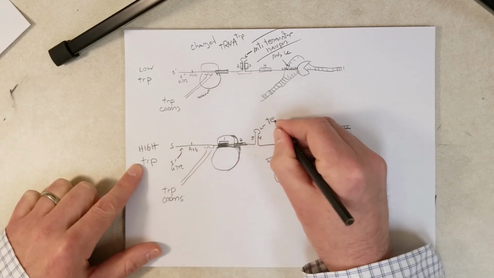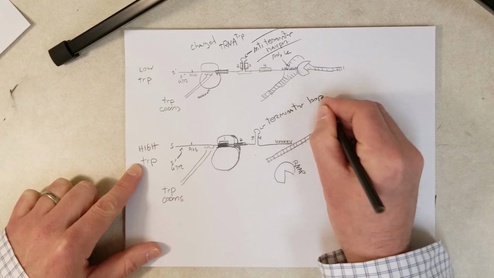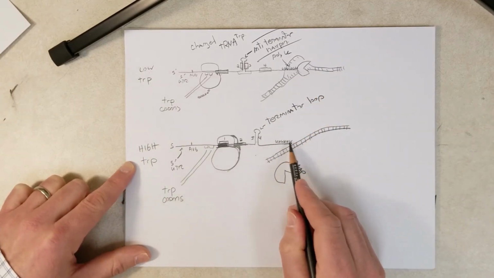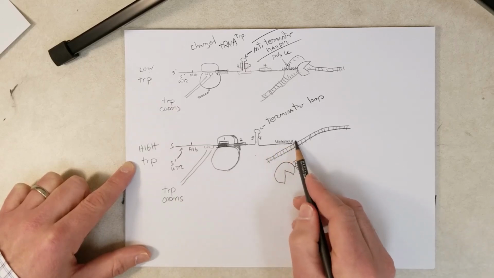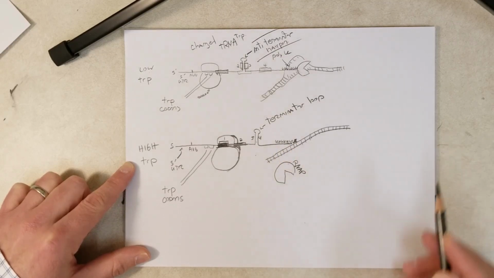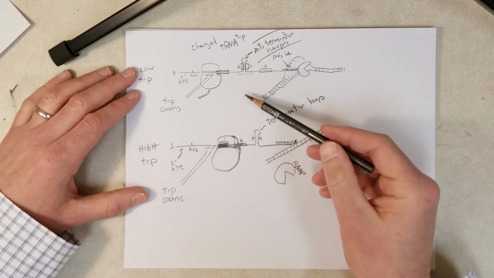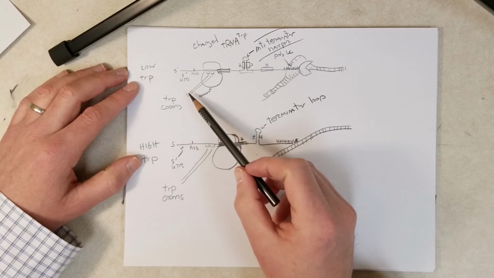This is the termination or terminator loop. When this is formed, RNA polymerase stops transcription after this U right here. 1, 2, 3, 4, 5, 6, not 7 of those. Okay, so we can see how we have a second level of regulation.